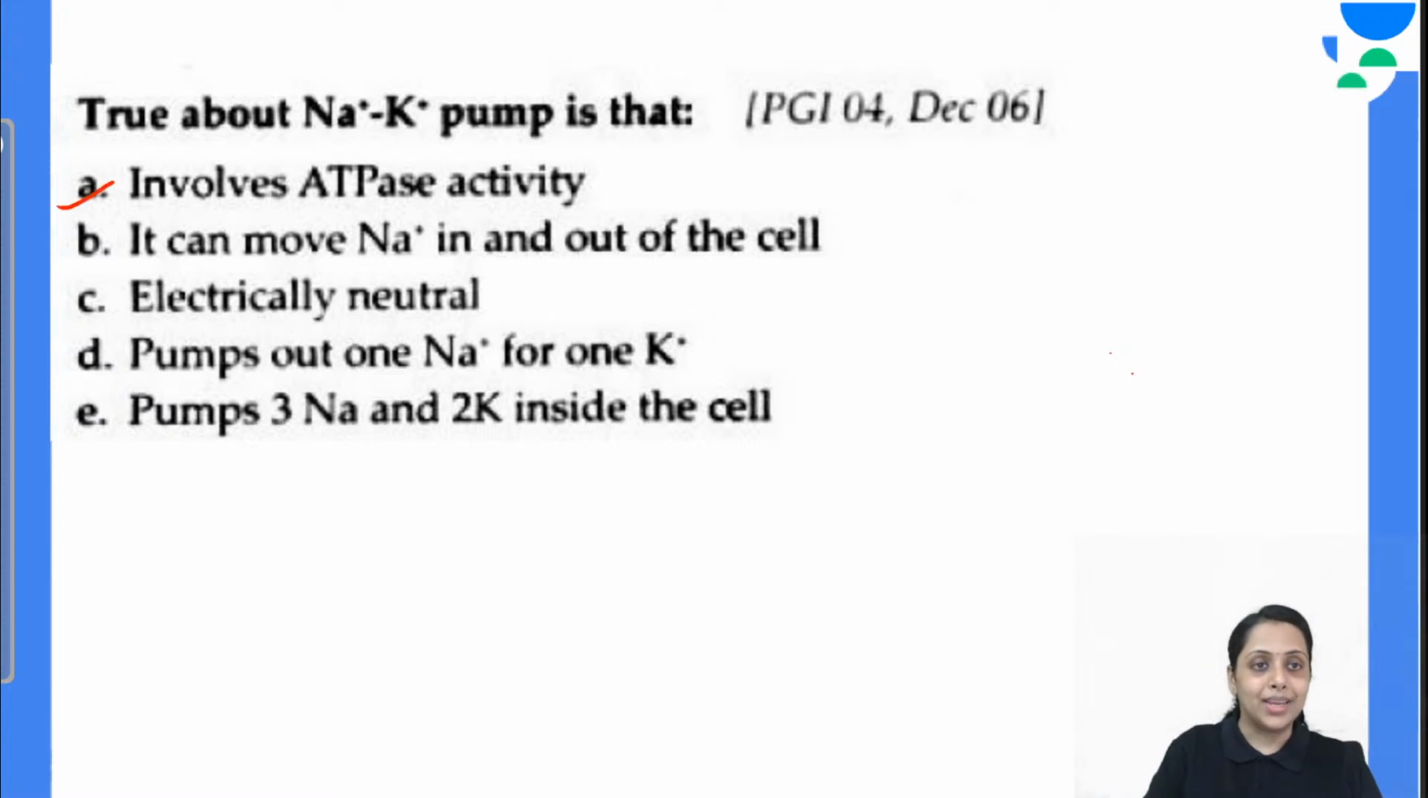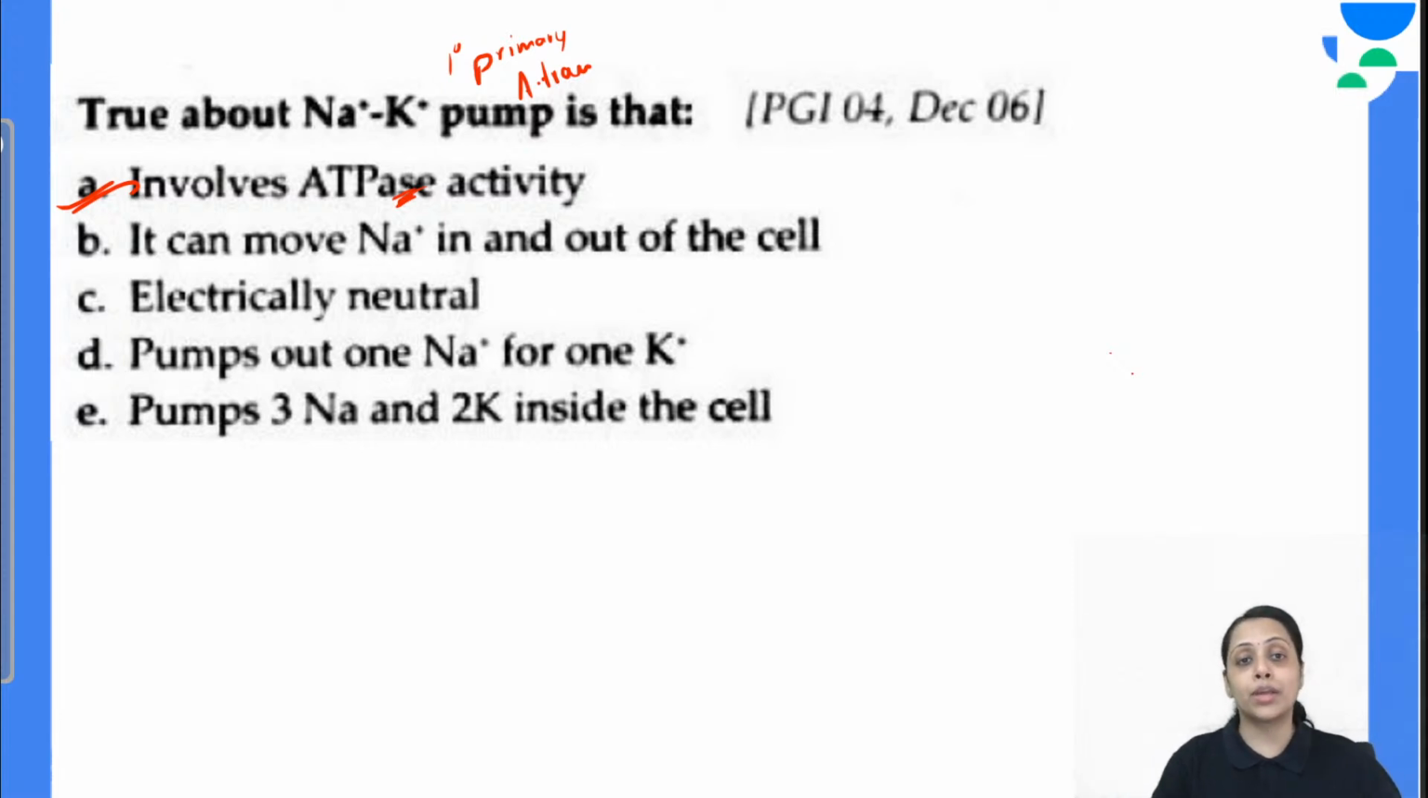The answer is A only. It involves ATPase activity. It is a classical example of primary active transport. It requires ATP, so it involves ATPase activity. The ATP binding site is present at the intracellular position of the alpha unit.